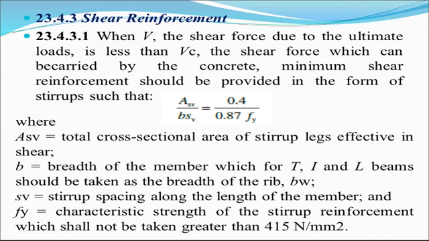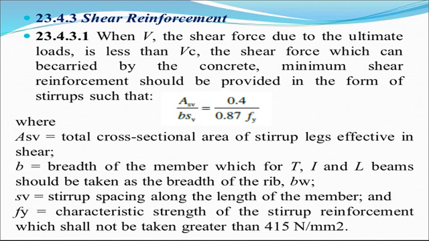Shear reinforcement. Clause number 23.43. When shear force V due to the ultimate load is less than VC, that is the shear capacity, the shear force which can be carried by the concrete, minimum shear reinforcement should be provided in the form of vertical stirrups. So ASV is the total cross sectional area of the stirrups leg effective in shear divided by B multiplied by SV. B is the width or breadth of the section. In case of flange section, it is the width of the web.